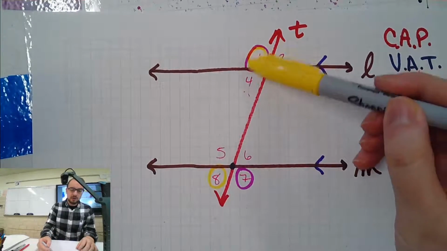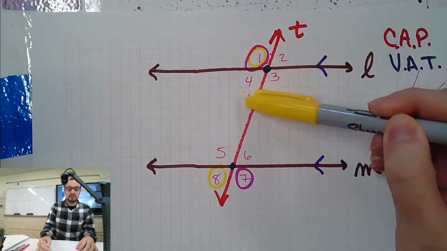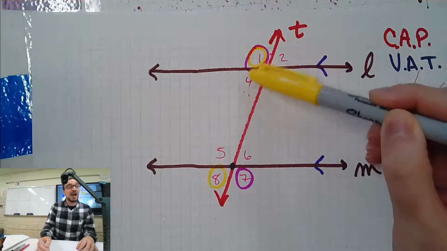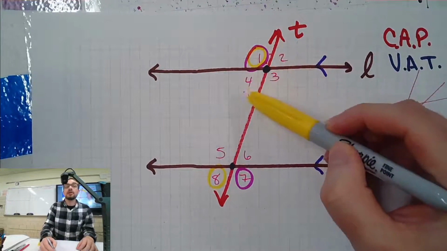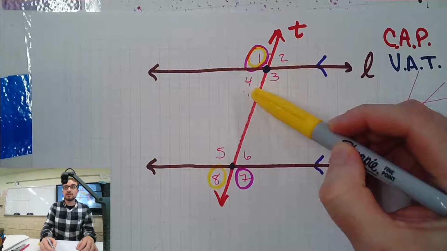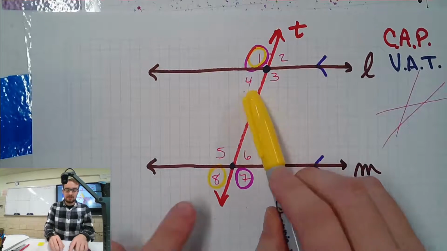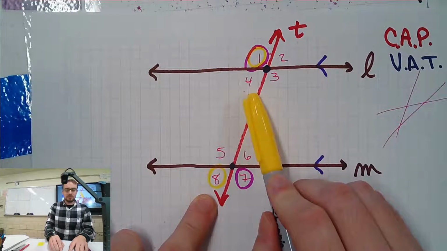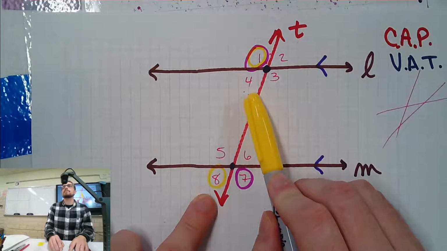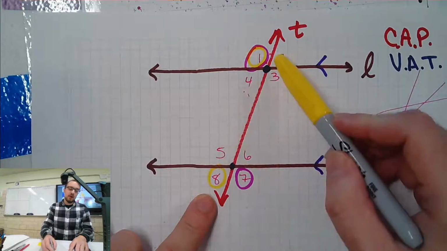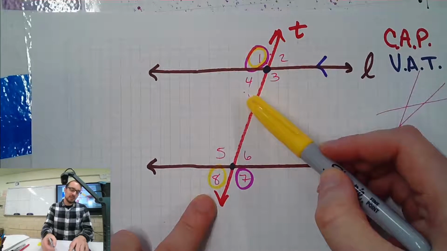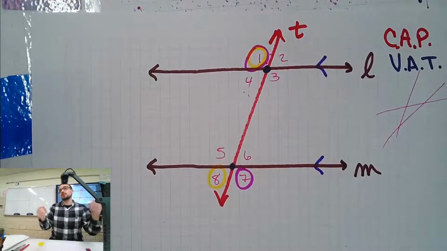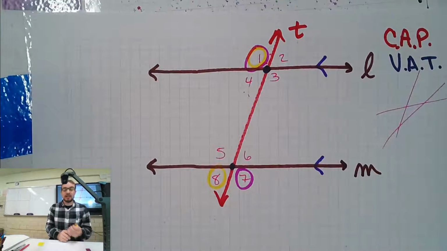Well, 1 and 4 are supplementary because they're a what? Linear pair, right? They're not vertical. They're not crisscross applesauce. Linear pair. So they're supplementary. Now, notice 4 and 8. Why do we know they're the same angle? Corresponding, right? So if 1 and 4 are supplementary and 4 is the same thing as 8, then instead of saying 1 and 4 are supplementary, I can say 1 and 8 are supplementary. There's the proof. Done. So 1 and 8 are going to be supplementary.